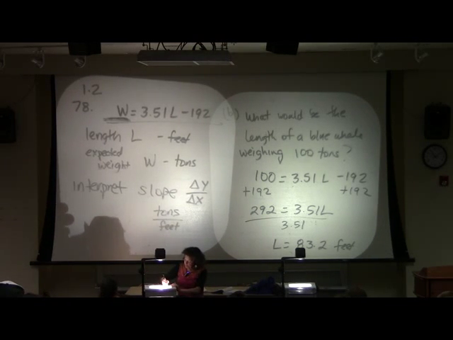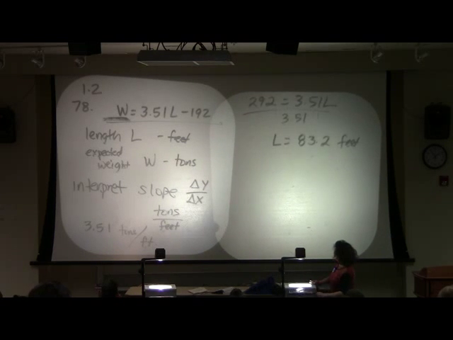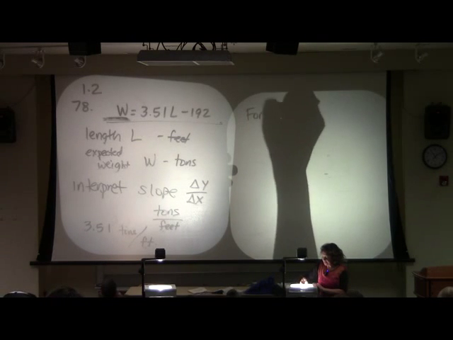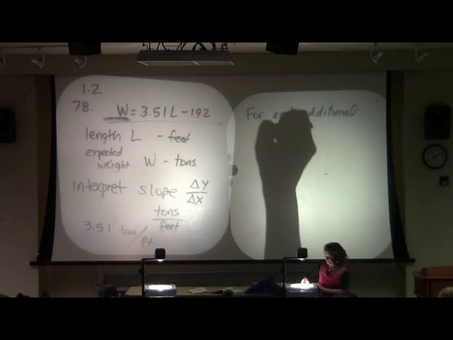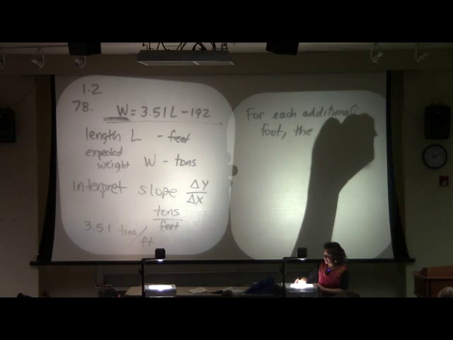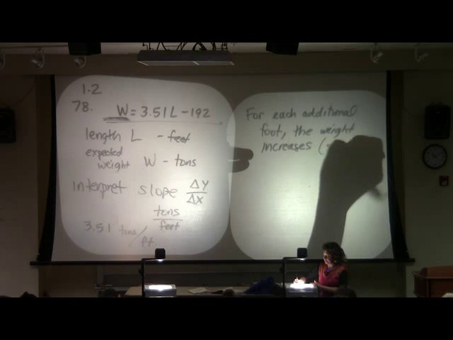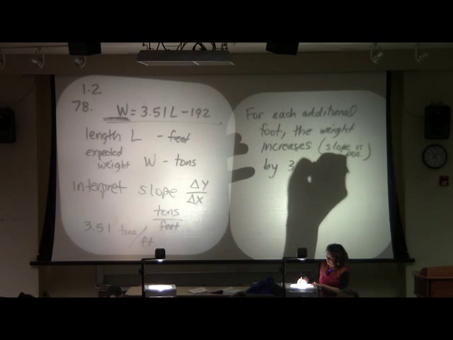So, at this point, I'm now going to say it's 3.51 tons per foot. So, what I would say here, if I wanted to write this out in sentence form, do you guys agree, for each additional foot, the weight increases? I know it increases because my slope is positive, by 3.51 tons.